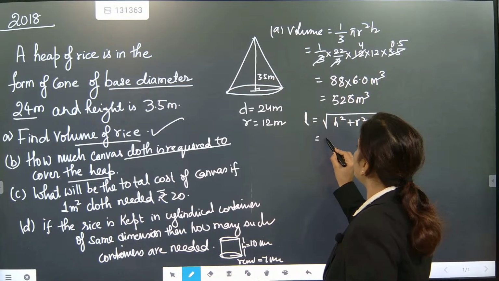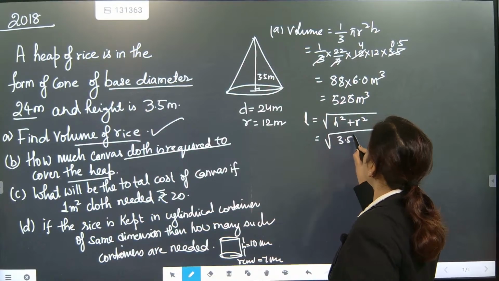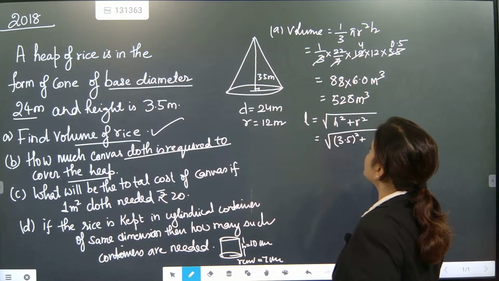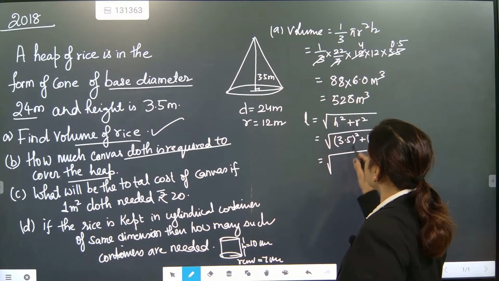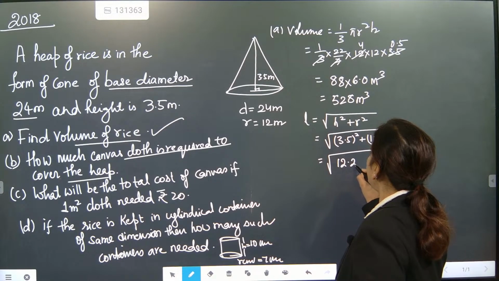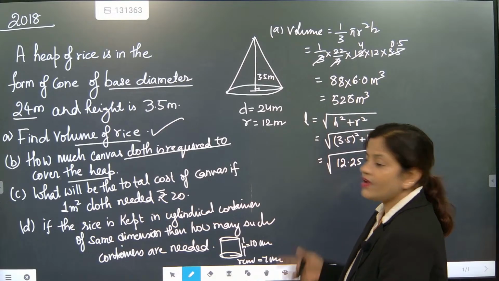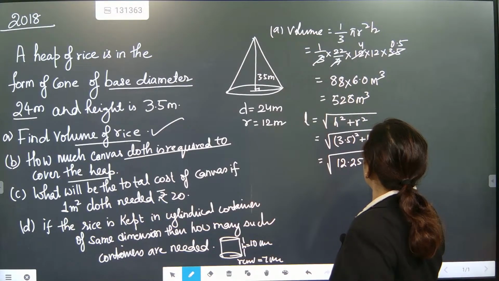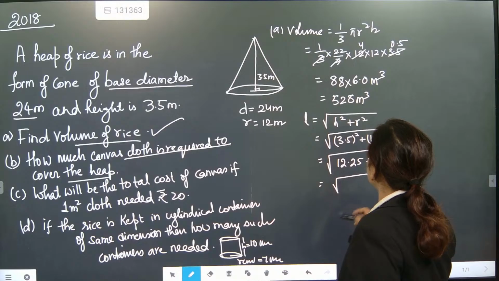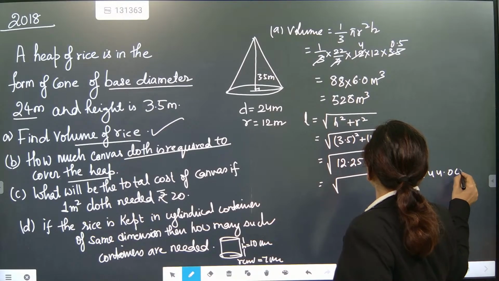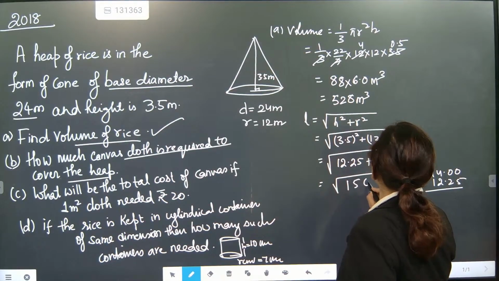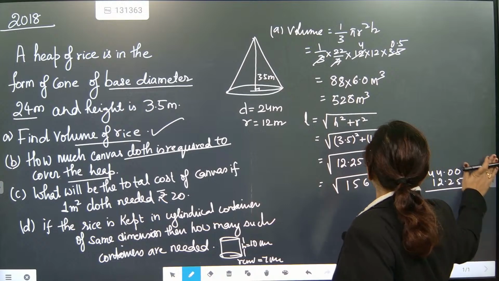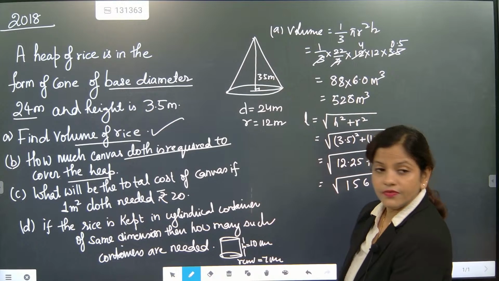So here it is 3.5 whole square plus the radius, which is given as 12, square. So how much will it become? 12.25, because 3 4s are 12, 5 5s are 25. So 12.25 plus 144. So it is coming as 156.25. How much is it coming? 156.25. Check.